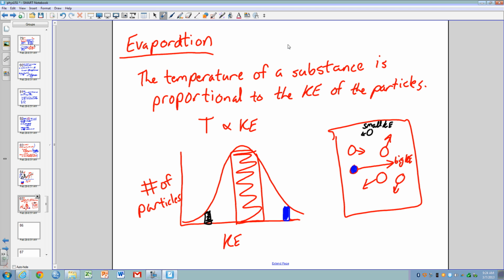Right, they have the most kinetic energy, that means they have the most heat. And so they have enough energy to overcome that heat of vaporization and escape this liquid and become a gas. Right, so those blue particles are the ones that are going to evaporate. Those are the highest energy particles. So the highest energy particles evaporate.